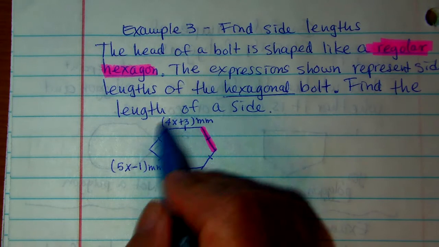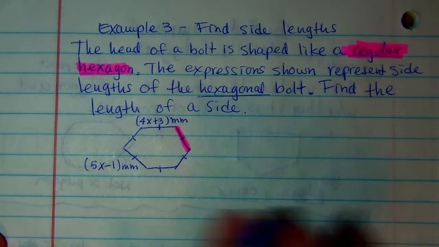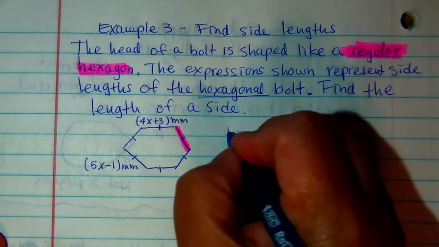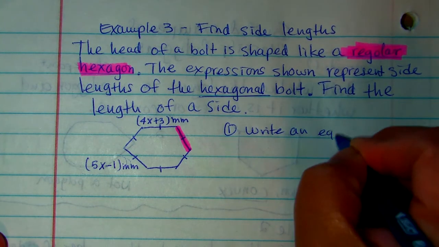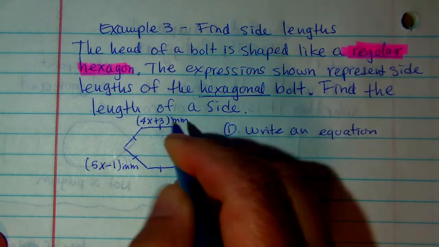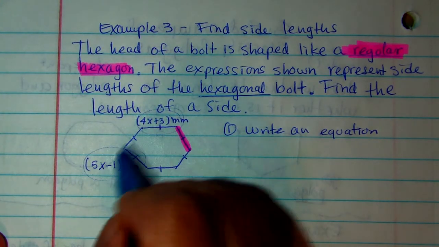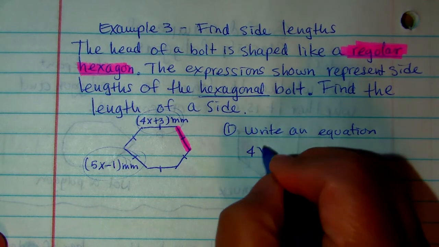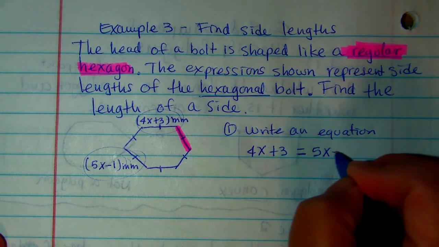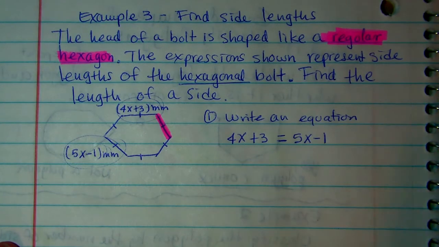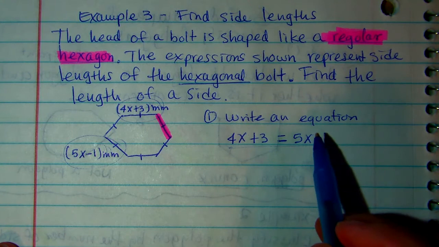And they're giving you these two expressions. So in order for us to find the length of a side, we have to write an equation. So that will be step number 1. Write an equation. Okay? Since I know that this side is the same as this one, I can create the equation with these two expressions, and I'm going to write it like this. 4x plus 3 is going to be equal to 5x minus 1. Okay? So they're the same. All we have to do is solve for x.